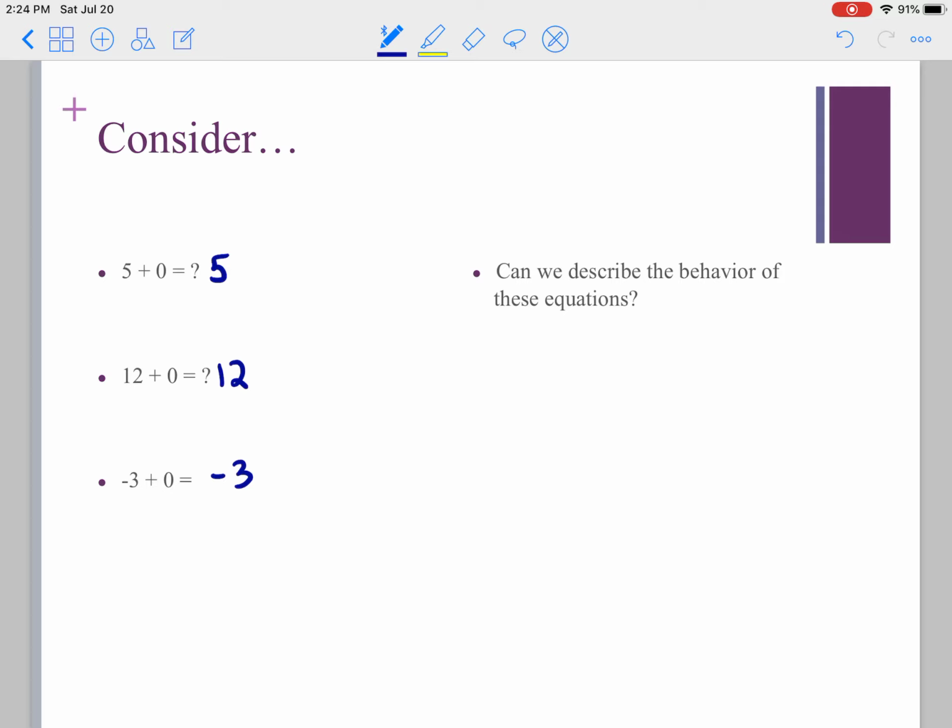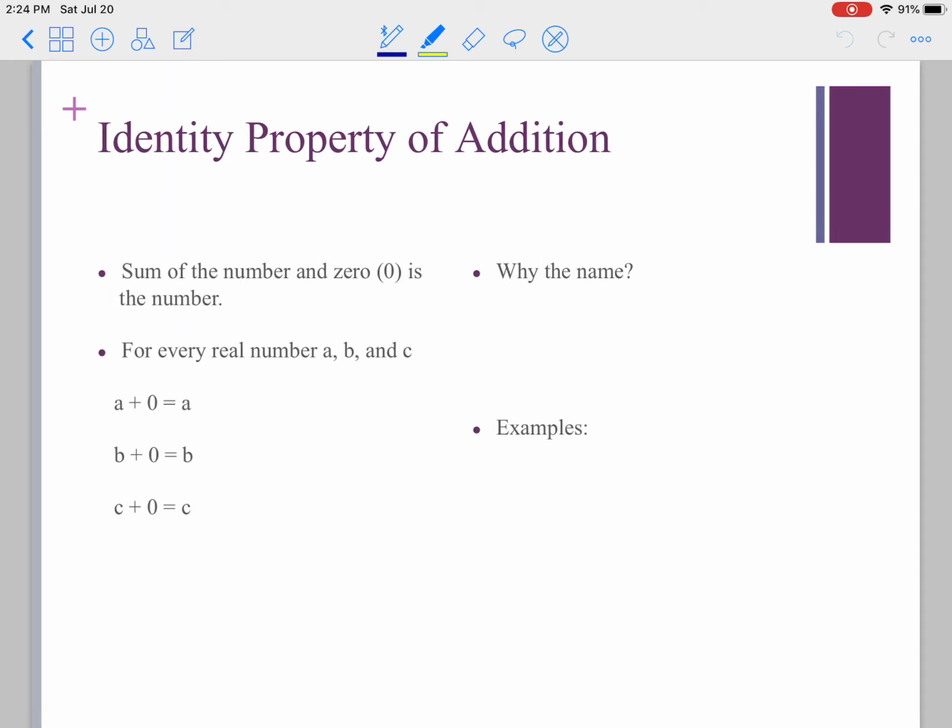And more than likely, your conclusion is that whenever you add 0, notice that 0 is the common term in each one of these, whenever you add 0 to something, you get whatever that something is. The value does not change. 0 does not change the value. That is relatively straightforward. You've been using this for quite some time in your math classes and probably in everyday life. And now we're actually going to learn the property that describes this.